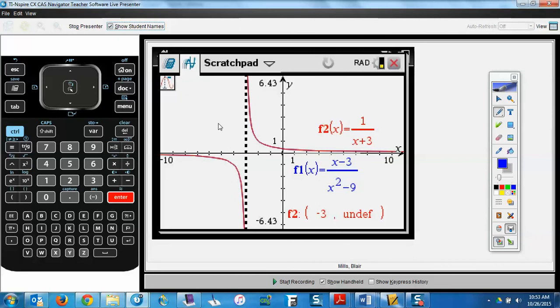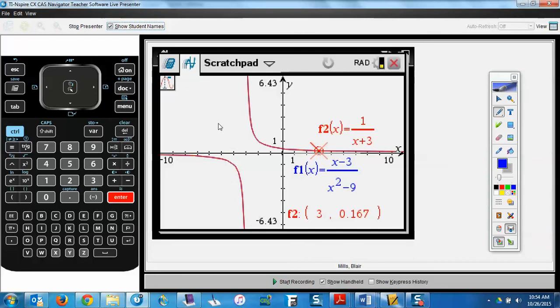Okay. Now, what's the other interesting point in this thing we're talking about here? What's the other x value where something weird's happening? 3. Type a 3 in right now. Blair, we're on the red graph. Aha! Look at that. We get a value. Well, sure we do. What happens if you put a 3 into the red graph? 1/6. That's what that value is.